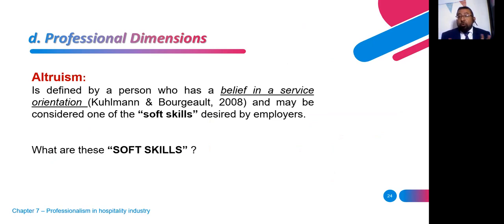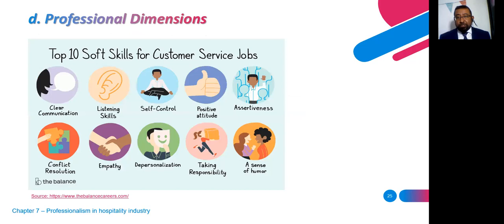So what we know, what the soft skill, I'm going to show in the next slide, but altruism, that is a belief in a service orientation. You go beyond the soft skill. These are all the soft skills, okay? Listening, self, positive attitude, taking responsibility, all these are soft skills.